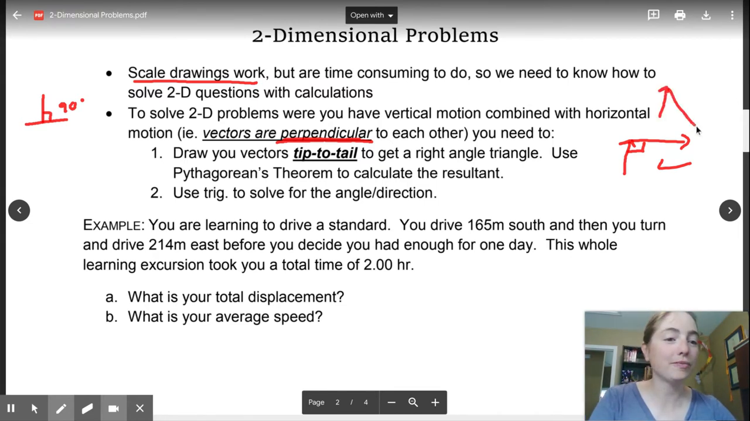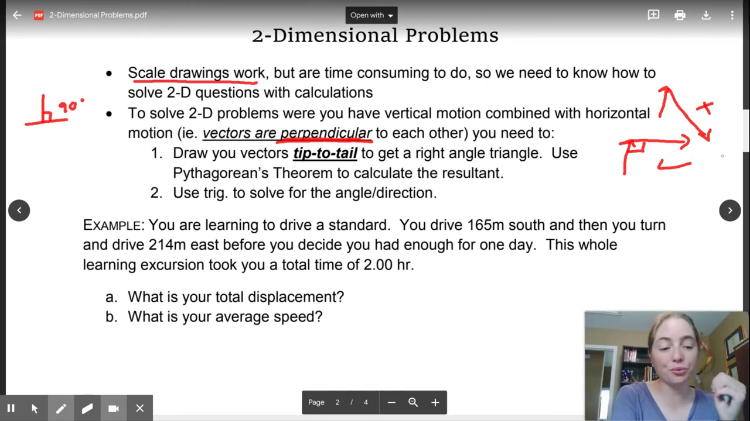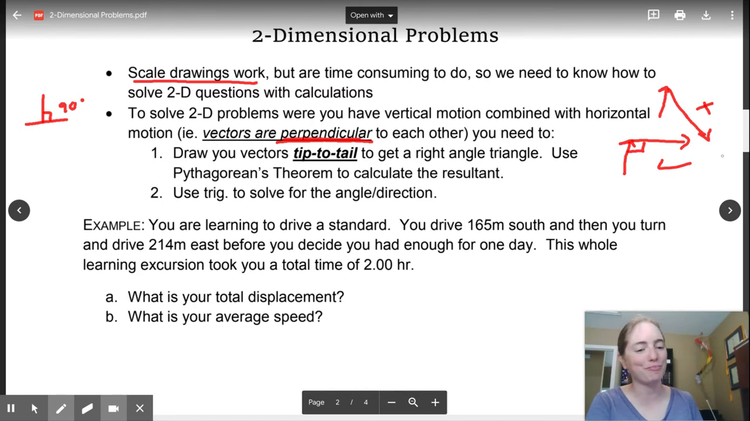This vector and this vector are not perpendicular to each other. You cannot use these steps on this problem. Okay? So you need to really make sure that you check to see if your vectors are perpendicular to each other before you start your problems. Okay? Now I'll show you how to do that.